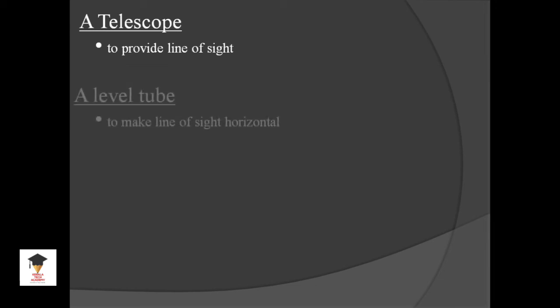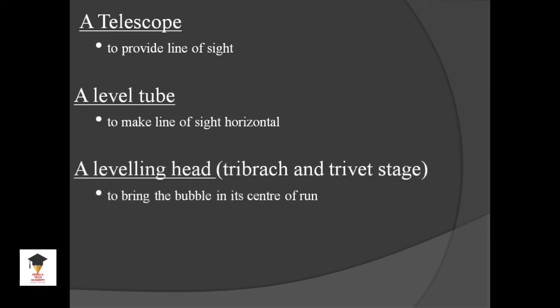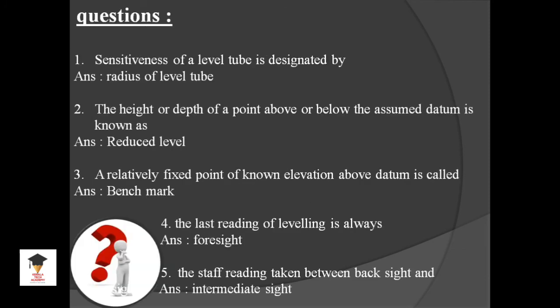A telescope is used to provide a line of sight. Next, a level tube. It is used to make the line of sight horizontal. Next, a leveling head. It is used in the case of tribrach and trivet stage. It is used to bring the bubble to the center of its run. The last one, a tripod. It is used to support the instrument. Now let us see some questions.